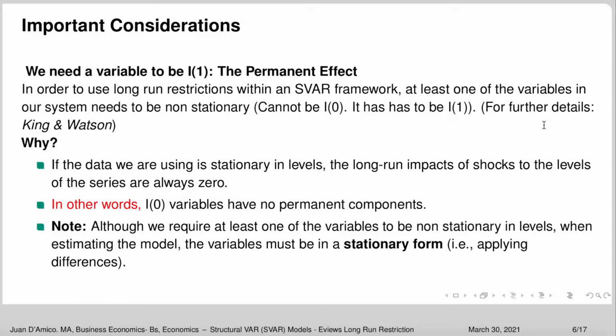It has to be stationary in differences. For further details, you can definitely take a look at one of the papers I have included in the description of the video: King and Watson. But if you're asking why we need this requirement, it is basically that if the data we're using is stationary in levels, the long-run impacts of shocks to the level of the series are always zero. In other words, stationary variables in levels have no permanent components. So we require the variable to be stationary in differences to be able to have this permanent effect.